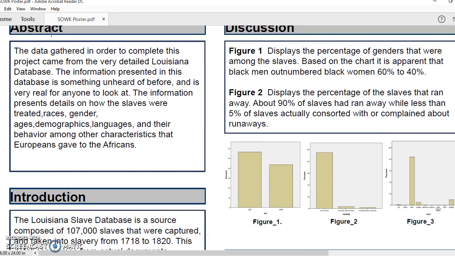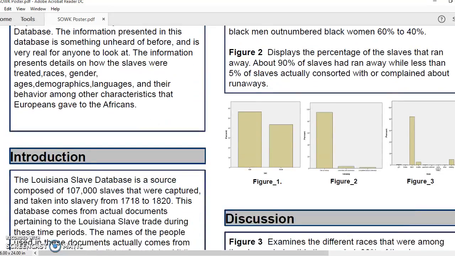The data gathered in this Louisiana database is real. It was very real for me to look at and see. The names mentioned were real. The information given comes from everywhere: the way they were treated, the races, gender, ages, demographics, languages.